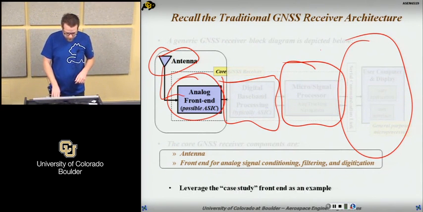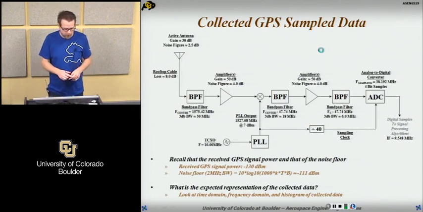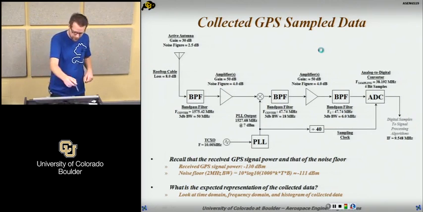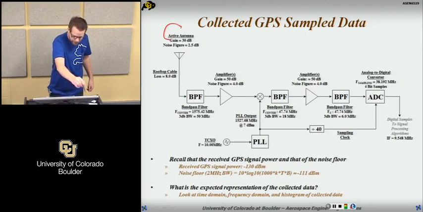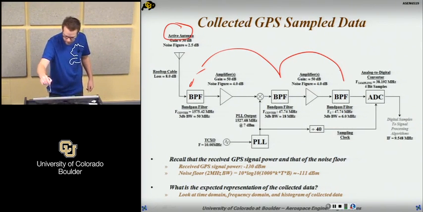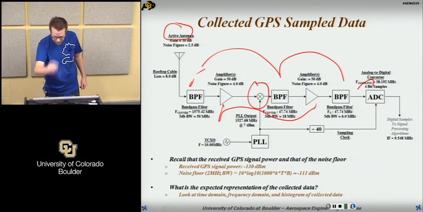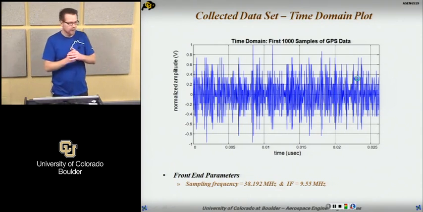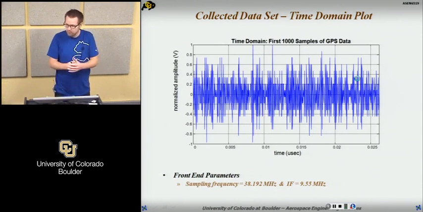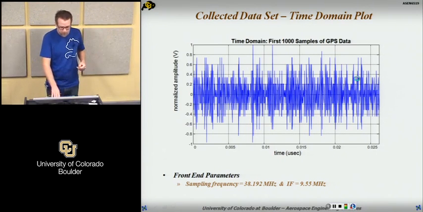All right, we talked about this in the earlier classes. I showed you the layout of the front end. This is just a more detailed version of the first block: antenna, filters, amplifiers, a mixer, ADC. You remember, they weren't running on the same clock. We also looked at the time domain plot of the data. It looks just like noise. There's no apparent signal in here. Signals are below the noise floor, as we call it.